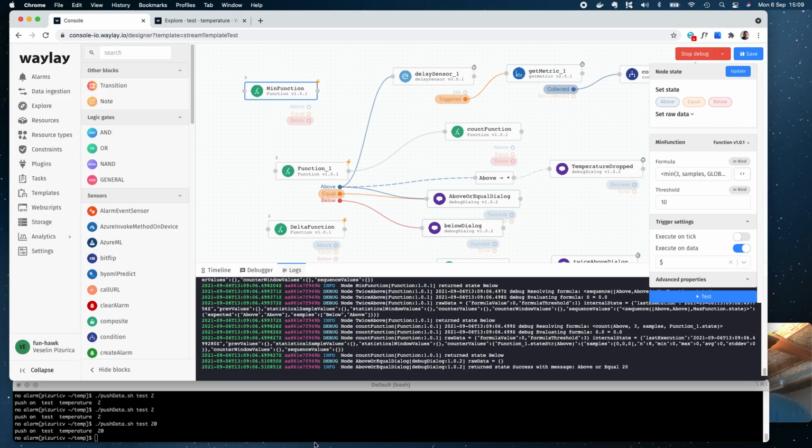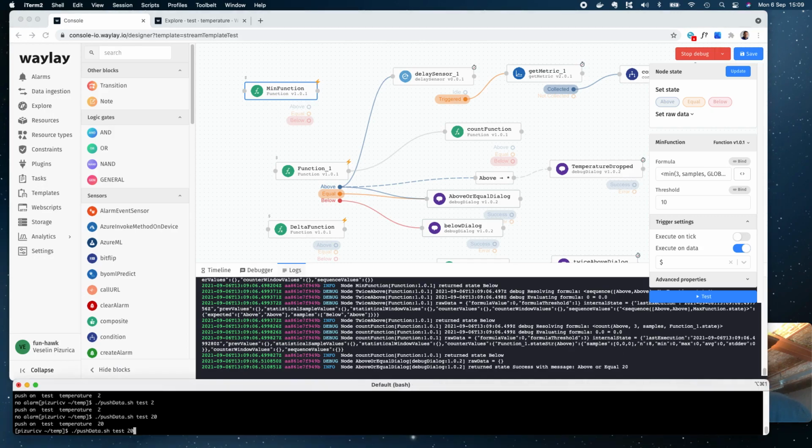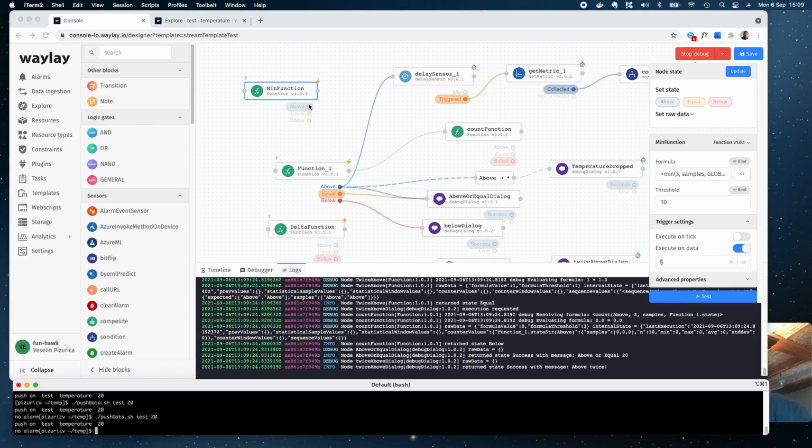of course, we have to put it 3 times. Again, I'm getting confused because there are at least 2 samples which are actually below 20. So let me push one more. Okay, so here we are above a threshold because again, what we see now is that we had 3 samples and the minimum value for the past 3 samples, all of them were above threshold.